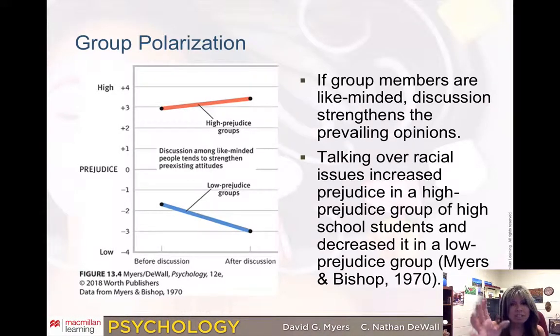This is just a chart giving you an example from an experiment that was conducted for prejudice, and we saw that when you put people in a group that have the same prejudice, they just get more prejudice.